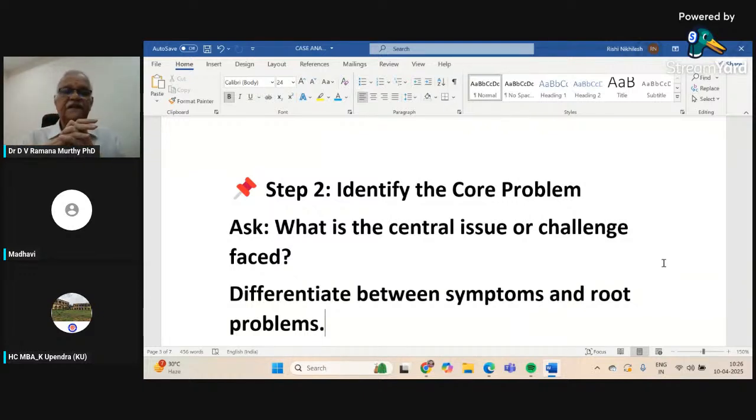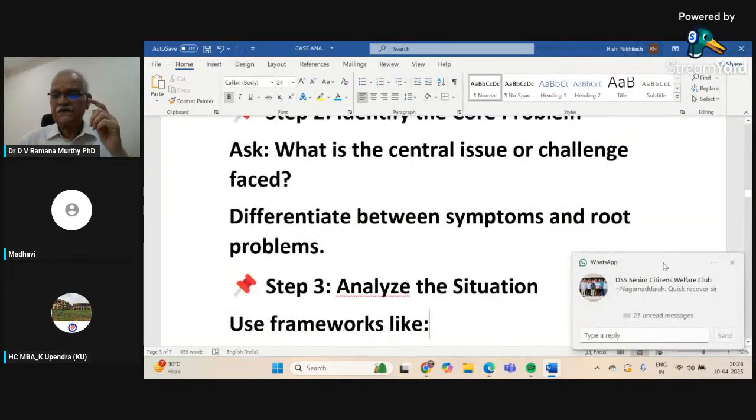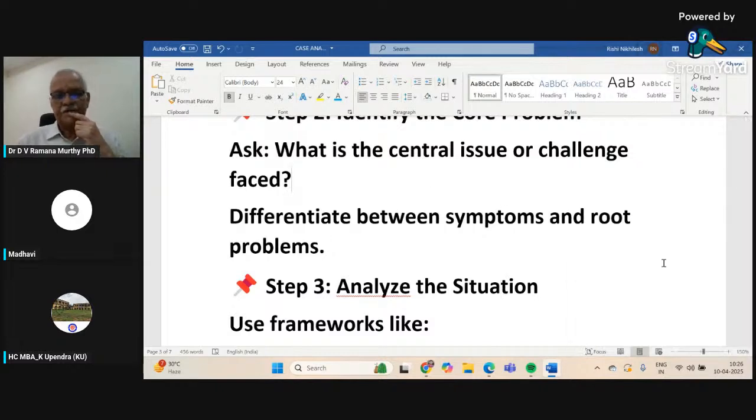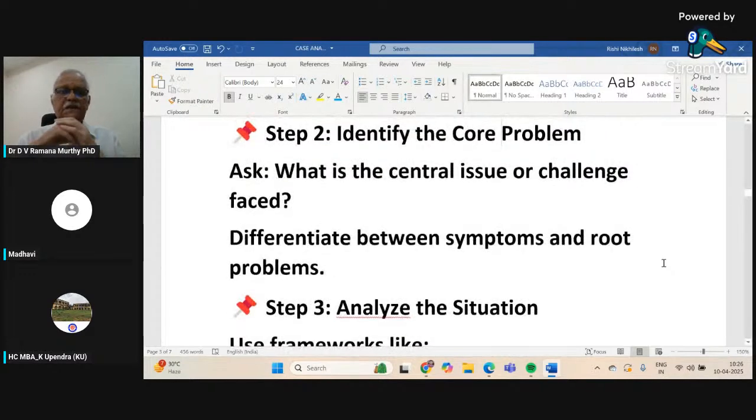Second, having read the case clearly, identify the core problem. Please note, there are very many problems that surround the core problem, so you need to go in for identification of the very core problem. Very, very important. Then ask, what is the central issue, the core issue or challenge faced? Now, differentiate between symptoms and root problems. That's very, very important. A symptom may be distorting. A symptom is different from a root problem.